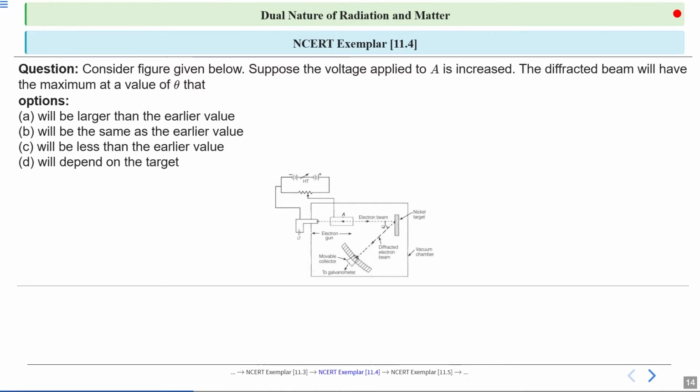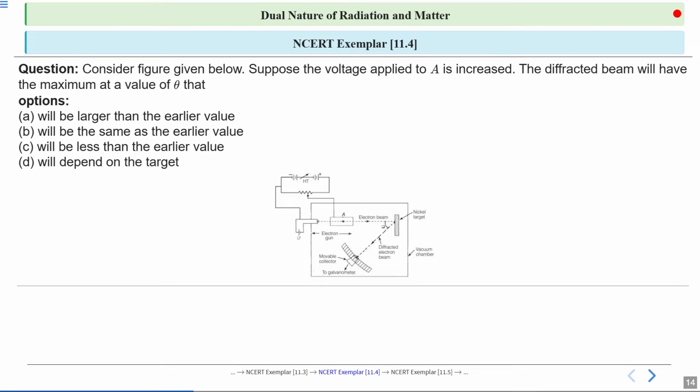So now let's examine NCERT example 11.4. The question says, consider the figure given below. Suppose the voltage applied to A is increased. Okay, so this is the voltage applied to the electron gun, the mouth of the electron gun from where the electron beam is ejected. So the voltage applied to A is increased.